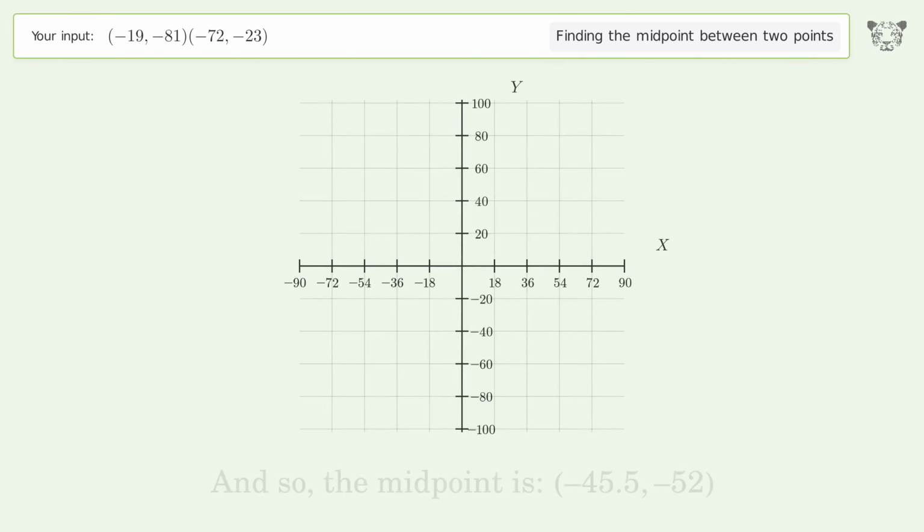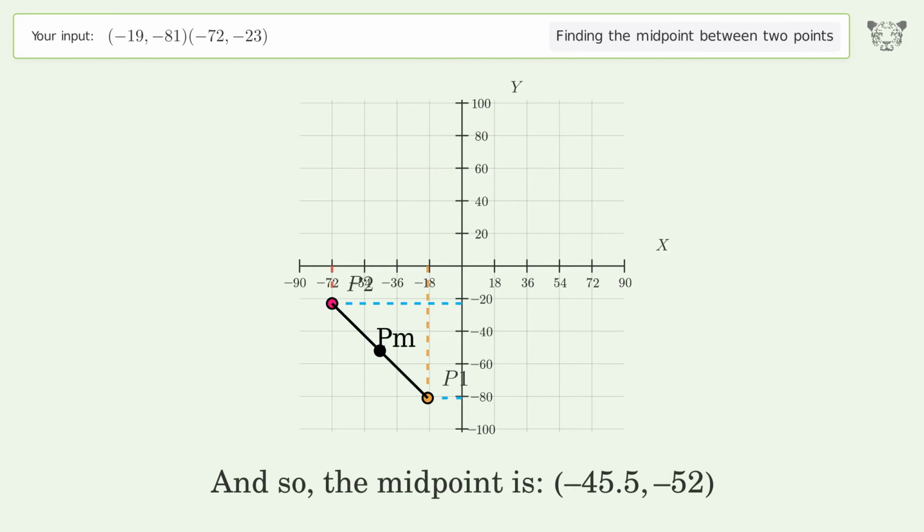And so, the midpoint is negative 45.5, negative 52.